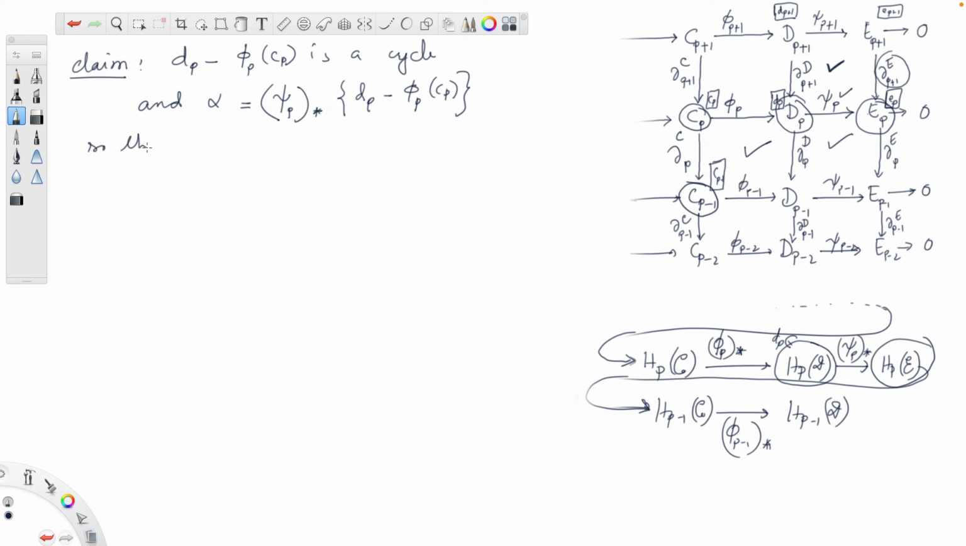So that alpha is in the image of psi p star. Okay, so let us compute it explicitly.